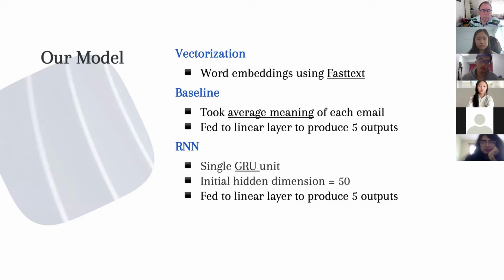Next slide. For our model, instead of using GloVe word vectors, we decided to use FastText word embeddings because they have been shown to perform better on out of vocabulary words, which could be the case when dealing with unseen emails. We also compared a baseline model, which was the average word vector over each email, with an RNN, which was composed of a single GRU unit. For both of these models, their outputs were fed to a linear layer with 5 neurons.